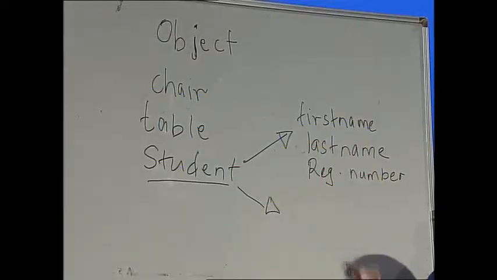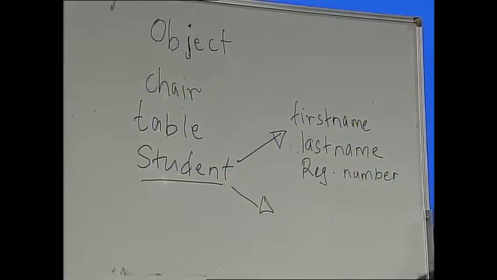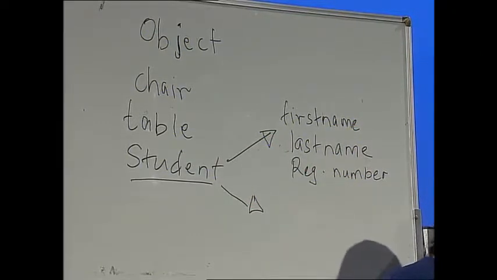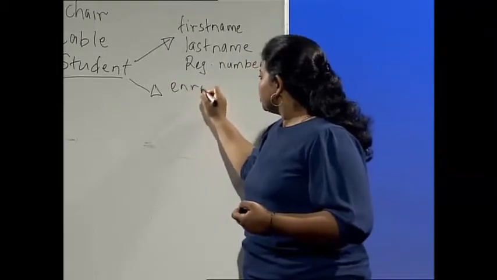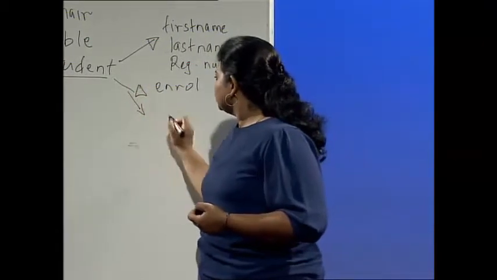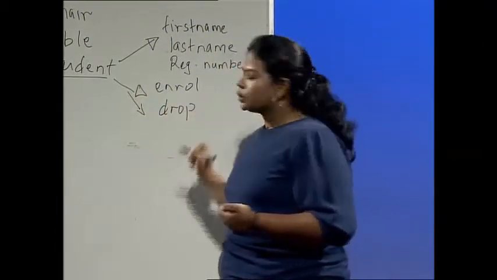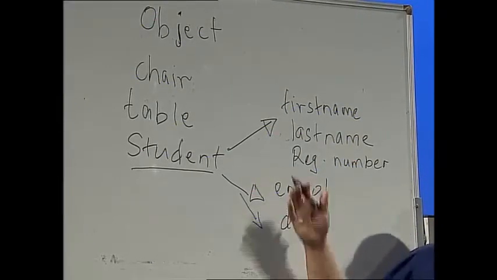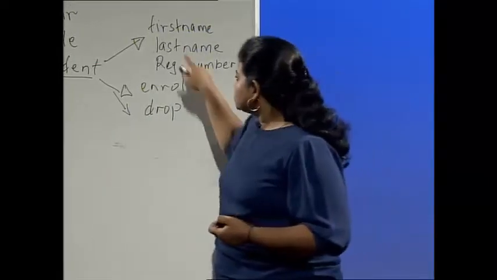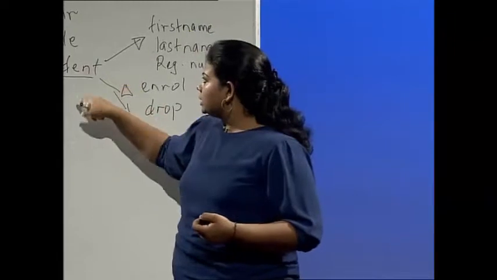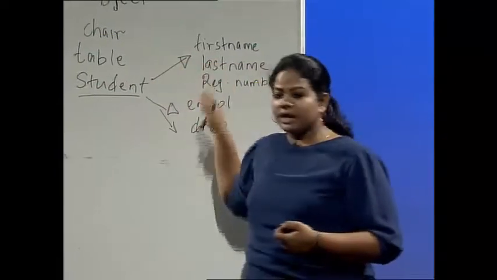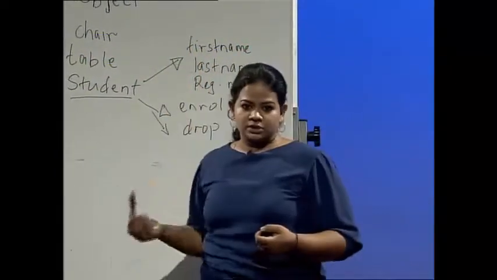Now let's look into the behavior, in other words, methods. What does a student do? A student can enroll in a course. He can also drop the course. Likewise, there are so many methods, or rather behaviors, a student has. Likewise, we can go on classifying the attributes and the behavior for all these objects.